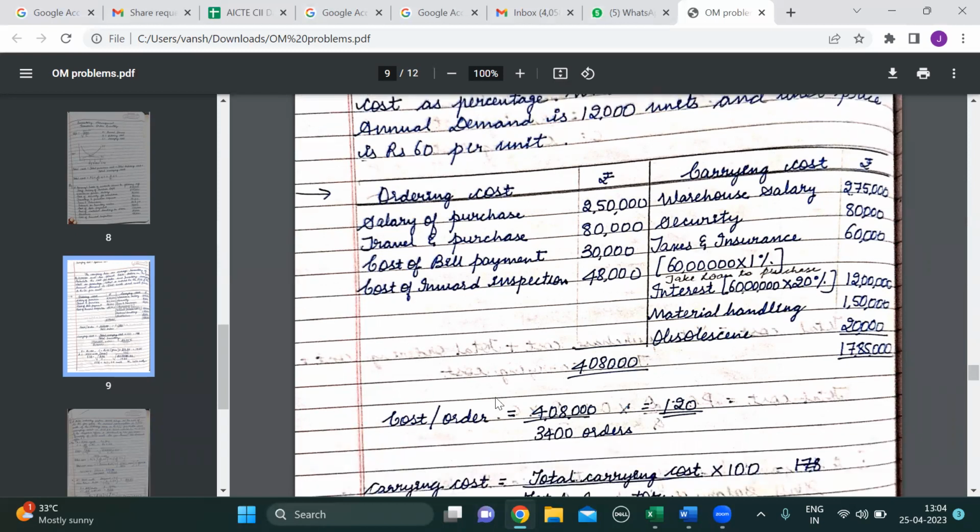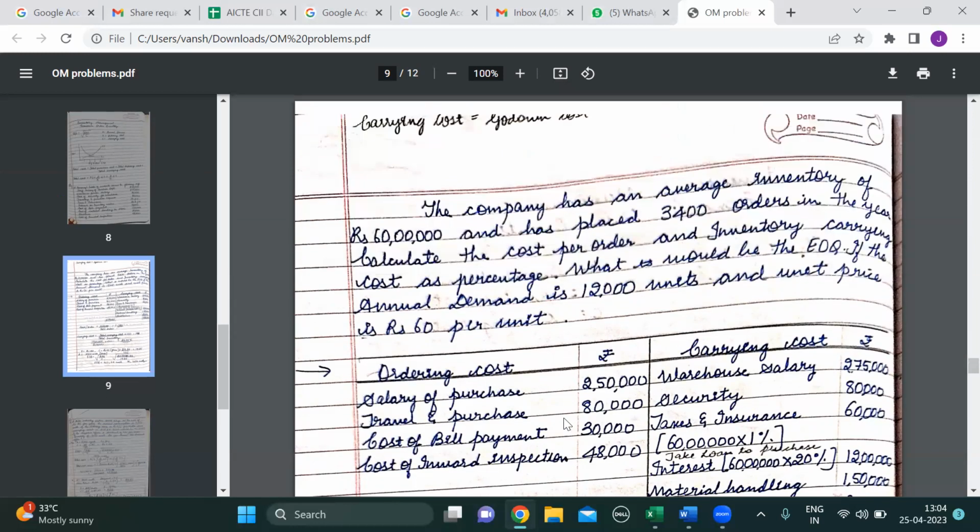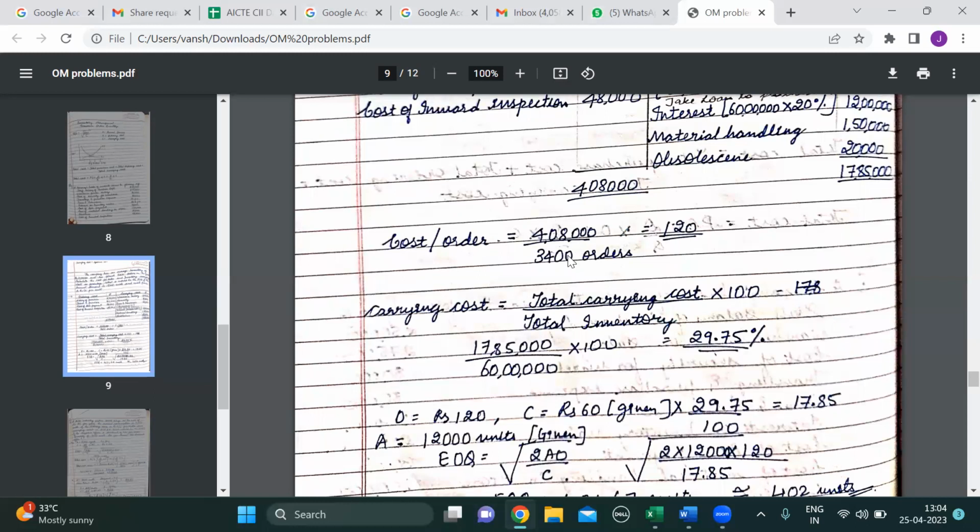They have asked us to find the cost per order. Total ordering cost is 4,08,000 and the number of orders they have given here is 3,400 orders. So once we do the total cost divided by number of orders, we get per order ordering cost, which is 120 rupees. Carrying cost is nothing but total carrying cost divided by total inventory into 100. 17 lakh 85,000 is the carrying cost for 60 lakh rupees worth inventory. So if you are buying something worth 60 lakh, you are spending 17 lakh 85,000 to carry or maintain it. So once you divide and multiply by 100, you get 29.75% as carrying cost.